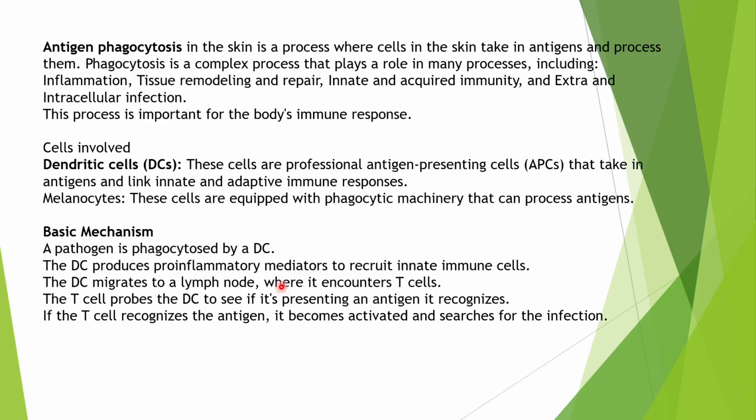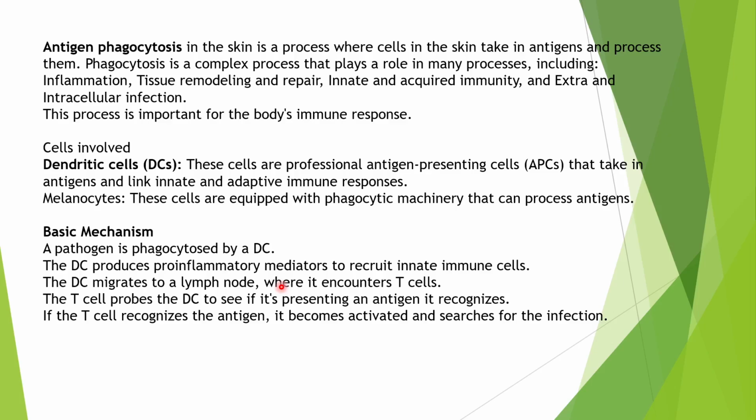Next, antigen phagocytosis. So we know what phagocytosis is. It is a process to eliminate, or ingest and degrade something so that it does not show its negative effects. So your antigen phagocytosis is the degradation and processing of your antigen, and this is also done in the skin. So phagocytosis in the skin is a process where cells in the skin take in antigens and process them.